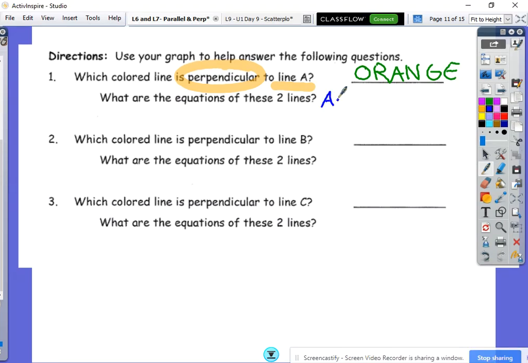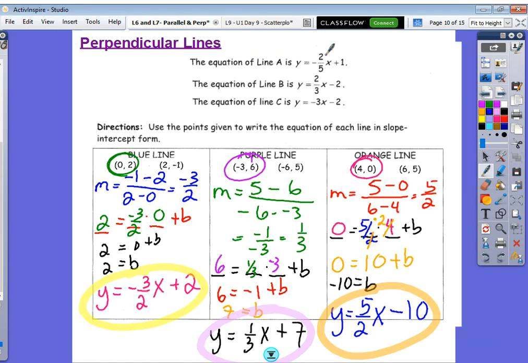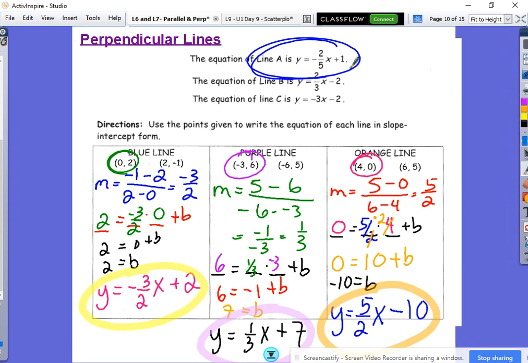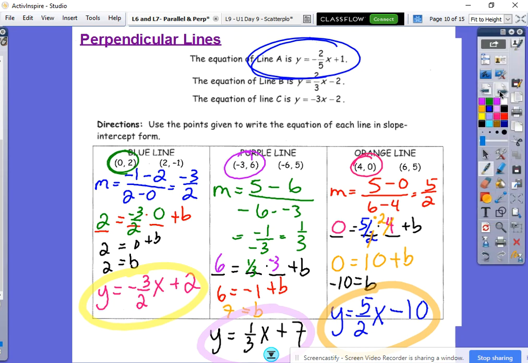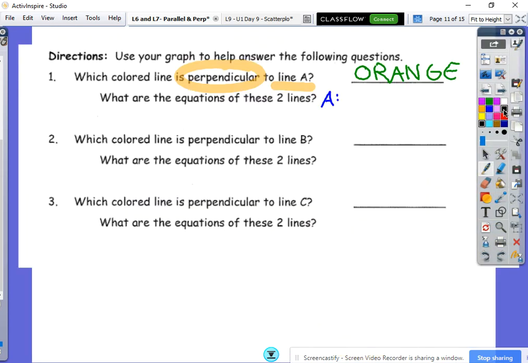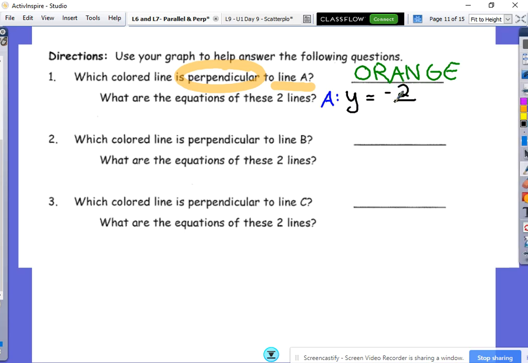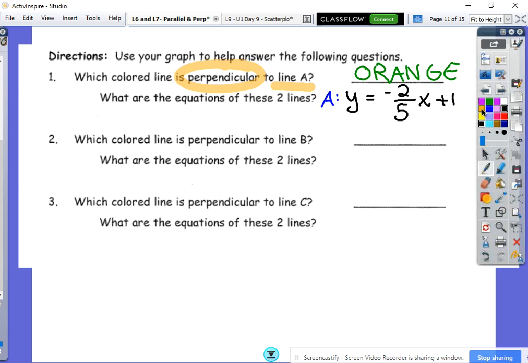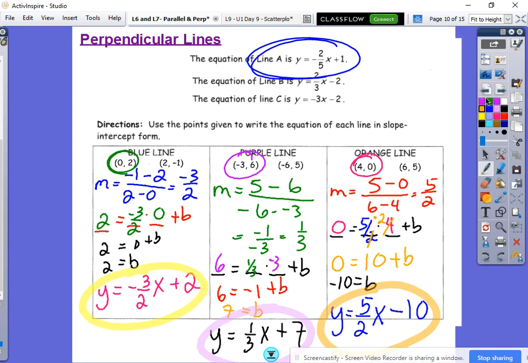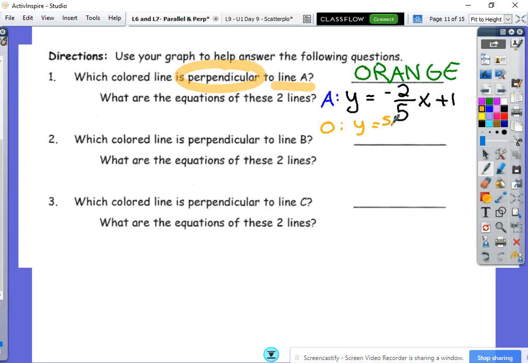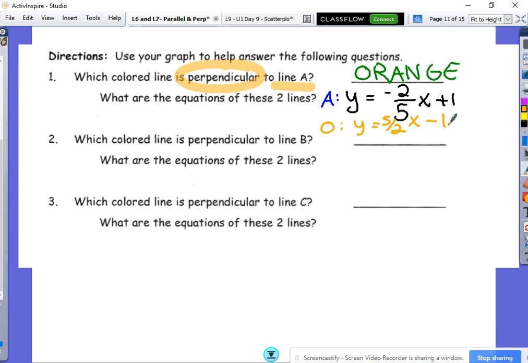Line A, the equation A itself, and then the orange line itself. Line A is right here. Line A is -2/5 x plus 1. So y equals -2/5 x plus 1. And the orange line itself is y equals, we found it over here on the first screen. Orange line was 5 over 2 x minus 10. So 5 over 2x minus 10.